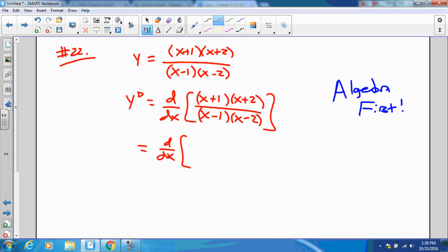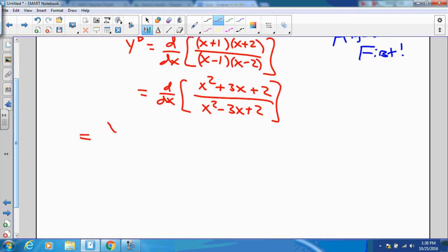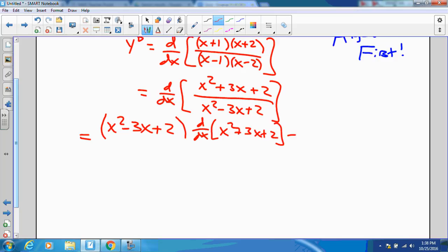I can multiply. Absolutely. What is x plus 1 times x plus 2? Yeah. Absolutely. Now, this is going to still require quotient rule, but it's not going to be nearly as yucky. So, low D high. What do I need to remember? Plus high D low.